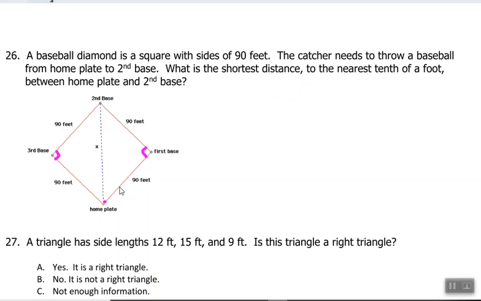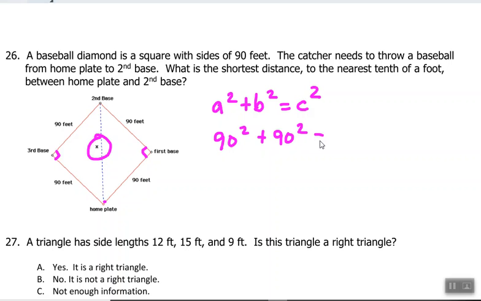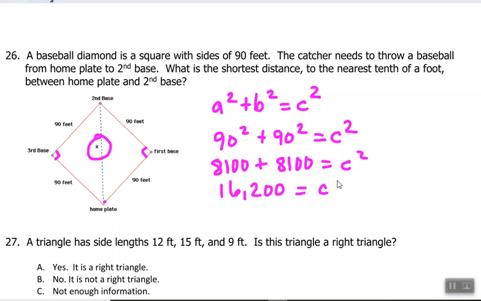What I can see is that this triangle right here is a right triangle, where if a squared plus b squared equals c squared, it's the hypotenuse that I'm missing. And I can see that one leg is 90 and the other leg is 90. So I have 90 squared plus 90 squared equals c squared. So 8100 plus 8100 equals c squared. And I know that that means 16,200 equals c squared.